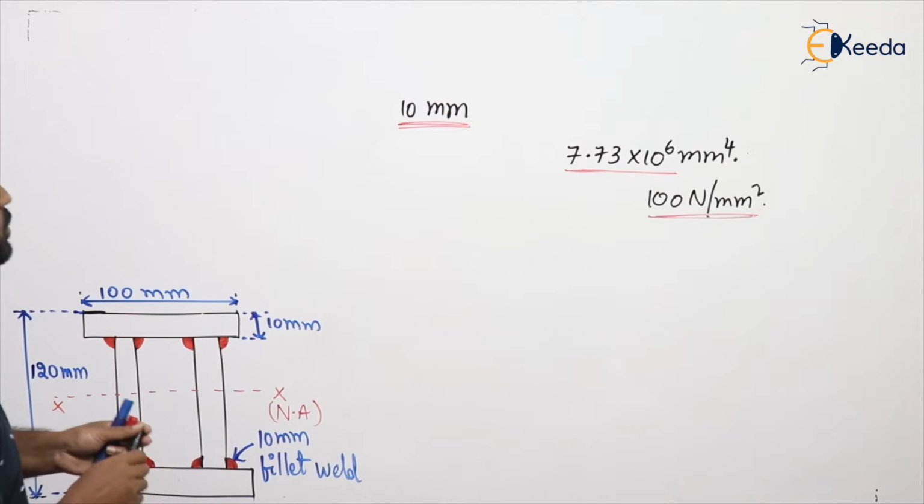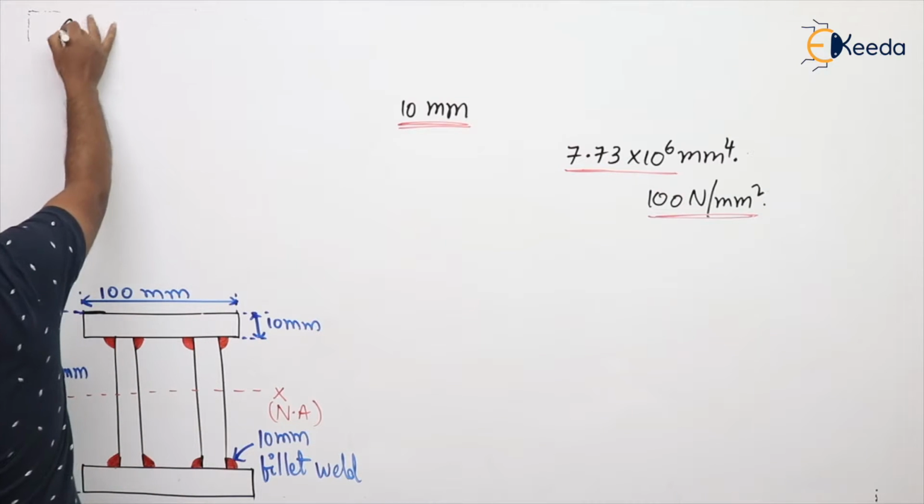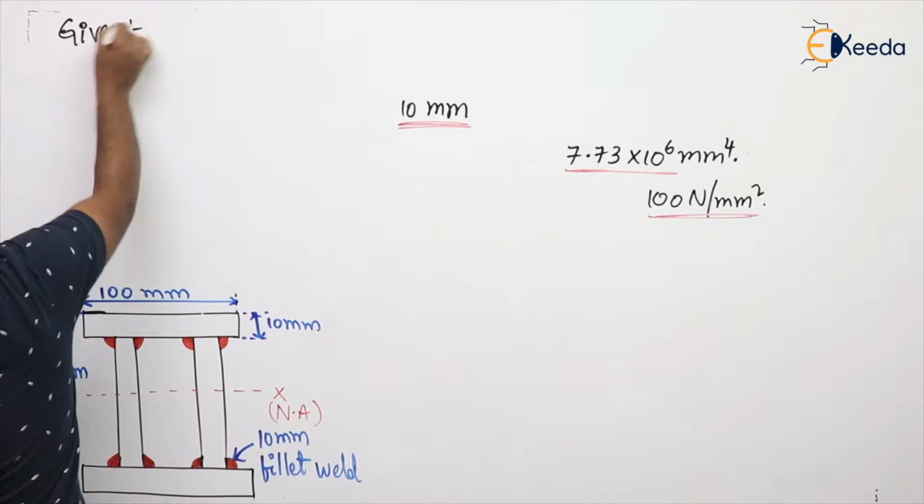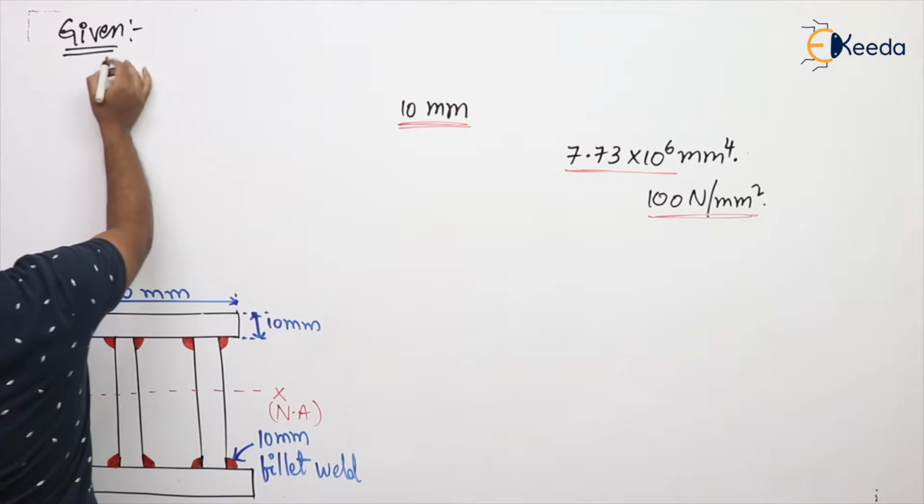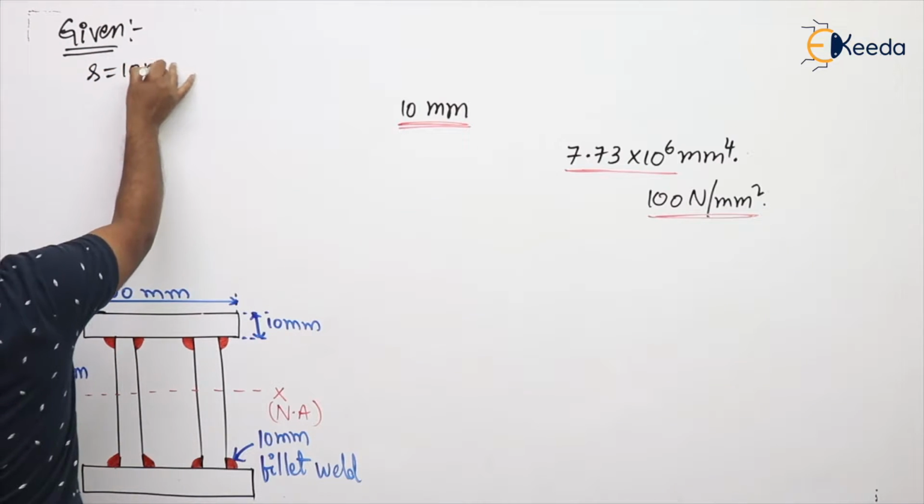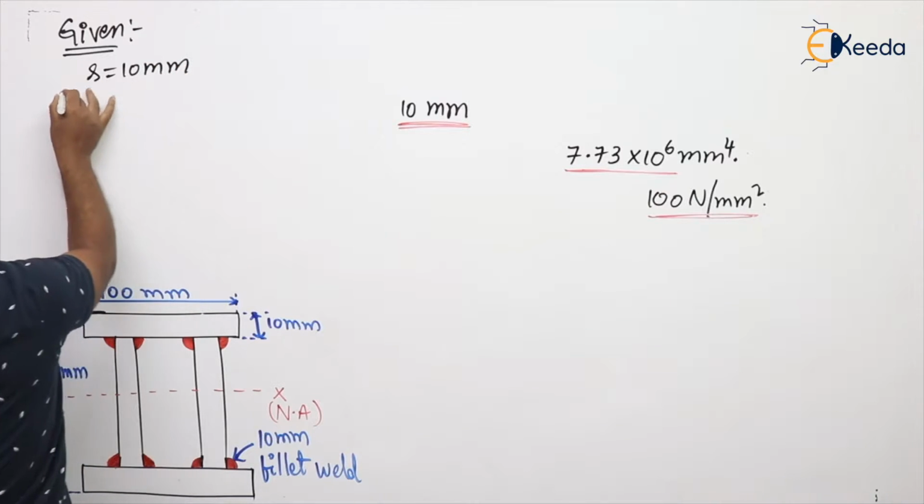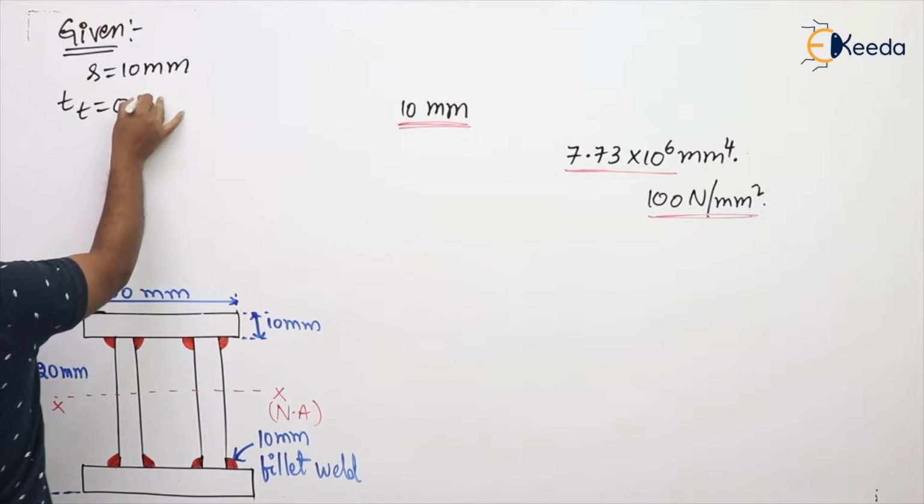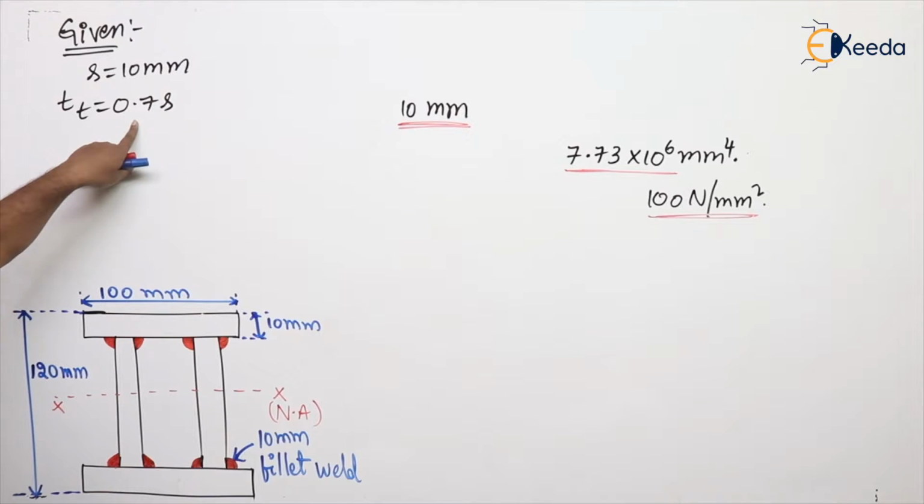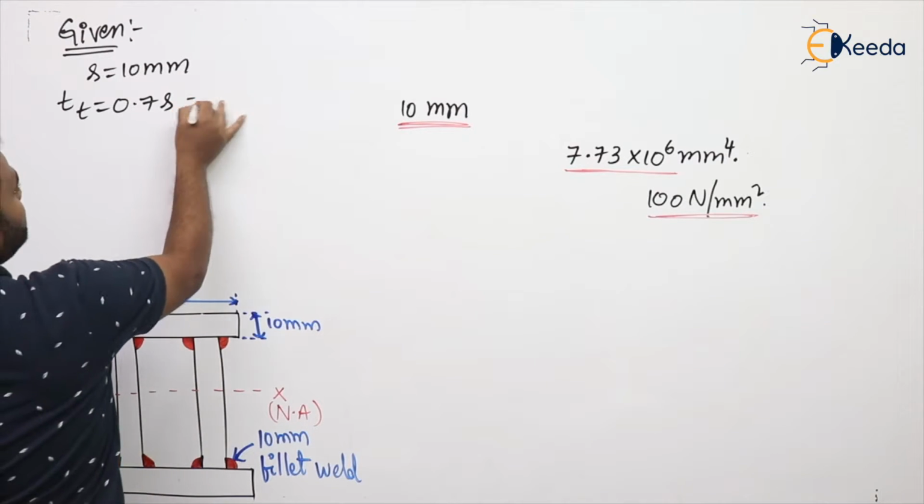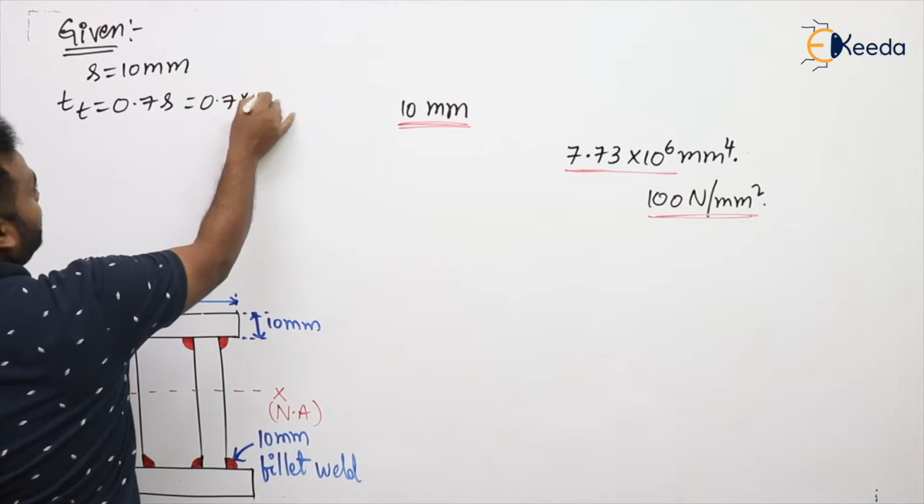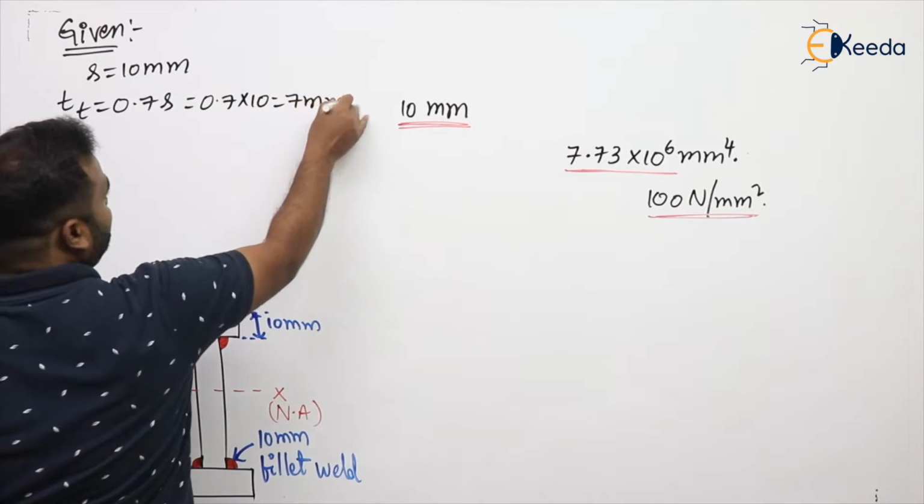So first let me list out the information given here. This is the size of the fillet weld, S is equal to 10 mm. If you know the size, then throat thickness can be calculated. That is 0.7 into S. This is the relation we have studied and of course this was mentioned in the code also. How much is it? 0.7 into 10, which is 7 mm. Clear?